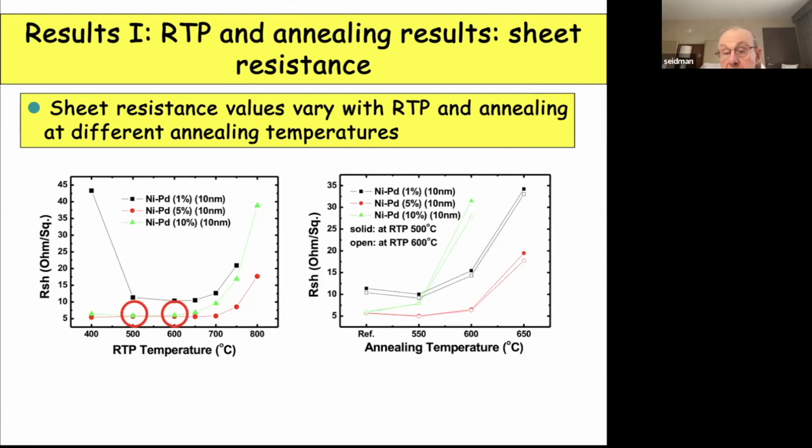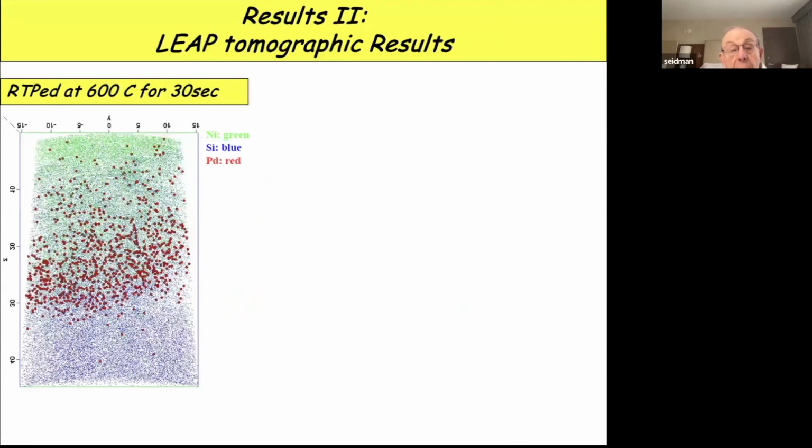Well, this is more data of the same type on the right-hand side. Okay, so we could make a verb out of it: RTP'd at 600 degrees C for 30 seconds. And you can see the silicon is blue, the palladium is red, and the nickel is in green. The nickel is a coating. We don't necessarily use nickel, but we want to put a coating on the material so we can analyze it.